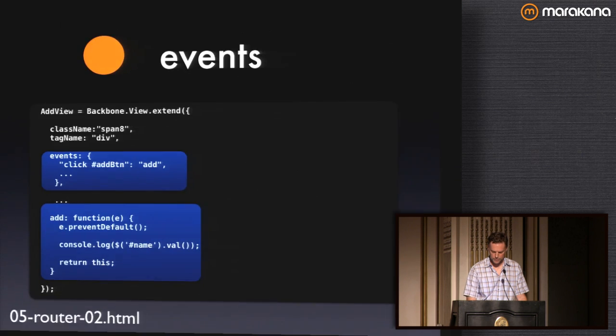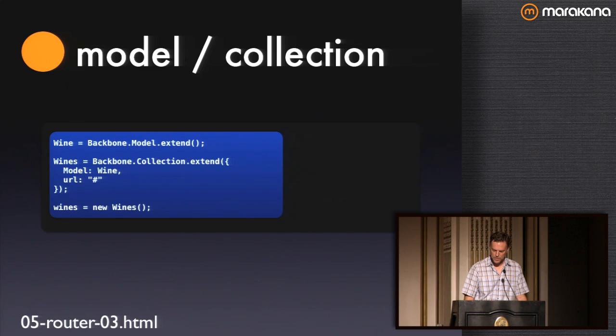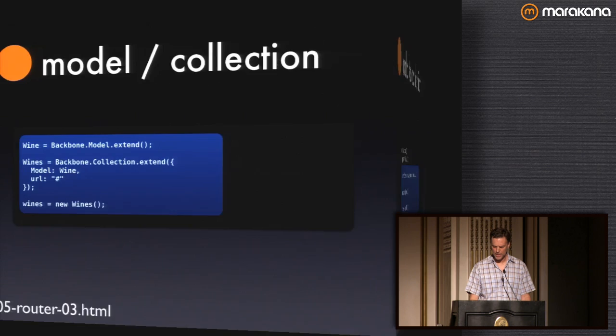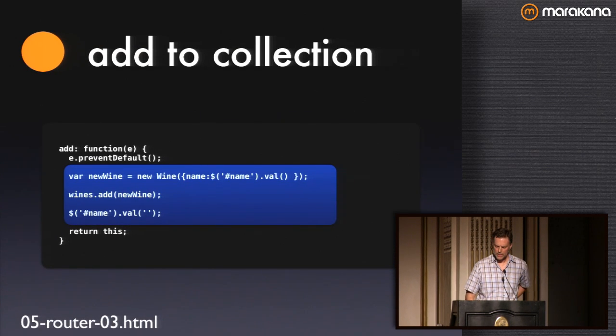And now this is where we tie it all together. We introduce our models and collections back so that we can actually store the values from that form into our collection and have the view listening for those changes and update just the list on the left without touching the rest of the page. So here with add, I'm simply creating a new instance of my wine model, and I'm using the add method on my collection, and then I'm clearing the form.